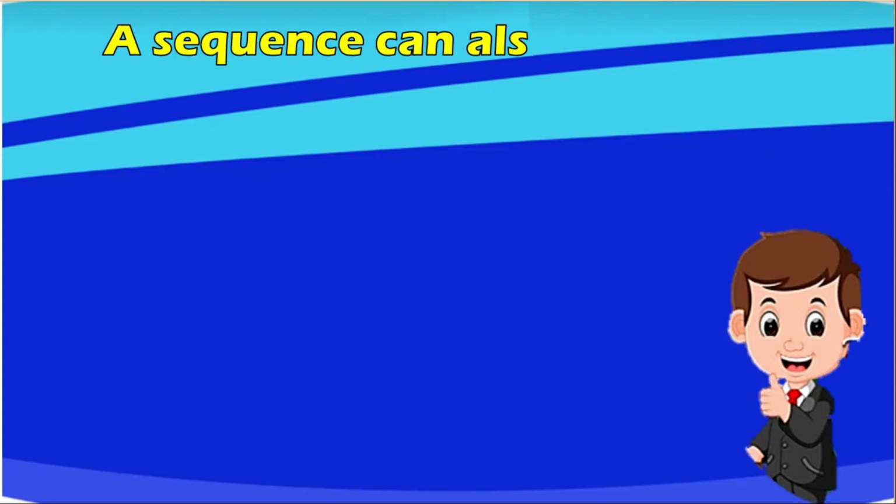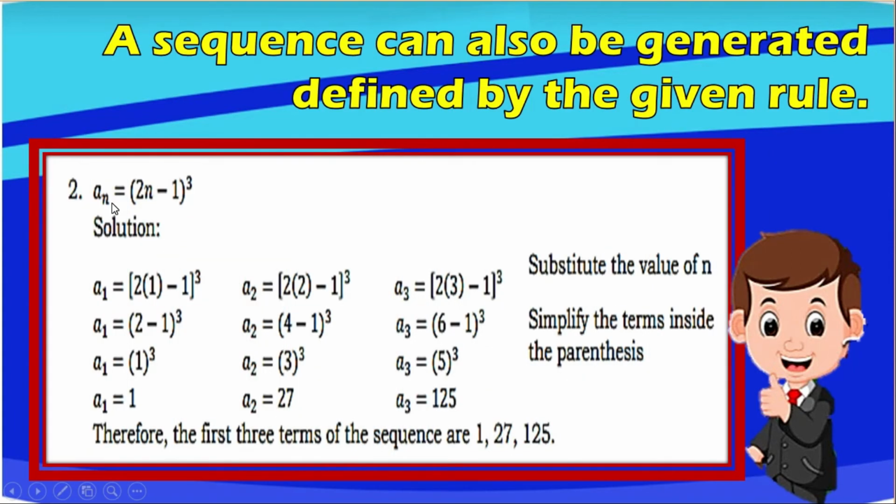How about number 2? Given the rule a sub n equals (2n minus 1) cubed. So once again, in getting a sub 1, we substitute the value of n, which is 1, to our rule or formula. So we have 2 times 1 minus 1 and then cube. So using PEMDAS, first we're going to do the operation inside the parentheses. So we have 2 times 1, that is equal to 2 minus 1 cubed. So 2 minus 1 is 1, then cube. A sub 1 is equal to 1 cubed, which means 1 times 1 times 1, that is equal to 1. So the first term is 1.